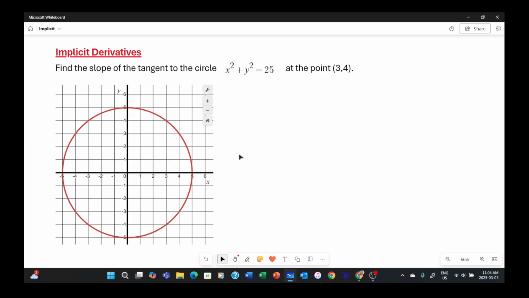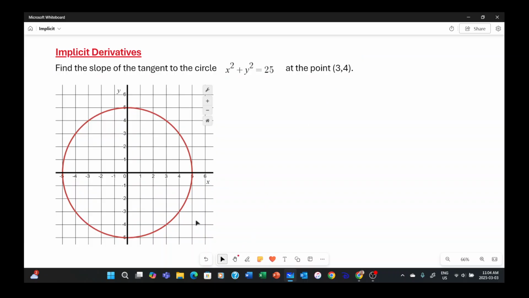I thought I'd do a quick video about implicit derivatives for you. Hopefully this helps a little bit in your studying. It's one of the most powerful techniques in all of calculus, and it's really quite shocking when you think about it. First of all, let's suppose we were trying to find the slope of the tangent to the circle x squared plus y squared equals 25 at the point 3, 4.